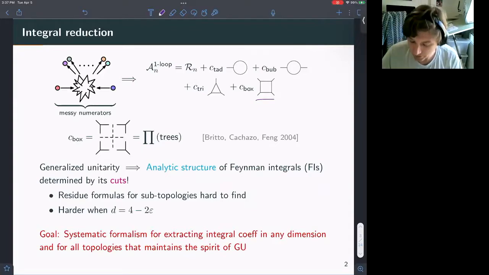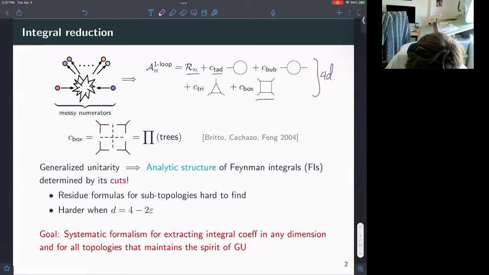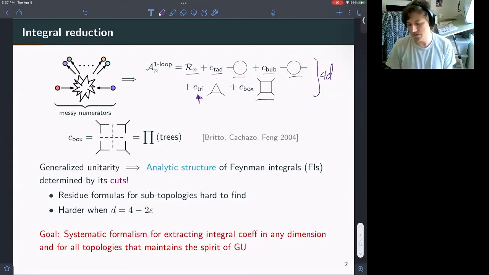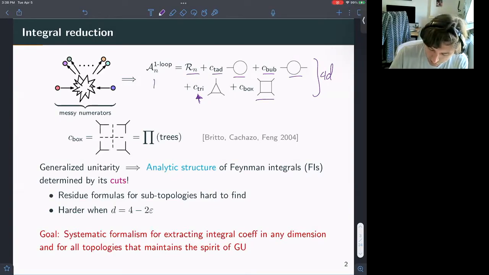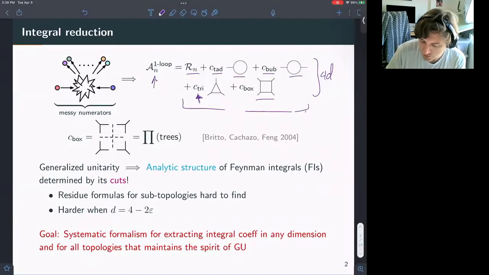So at one loop in 4 dimensions, the decomposition looks something like this. We have some rational term, a coefficient times a tadpole integral, another coefficient times a bubble integral, all the way up to the box. So the remaining problem is how to find these coefficients. At least our favorite way, or what we think is a very good way to do this, goes under the name of generalized unitarity, which essentially says, let's match the branch cut structure of this side to our ansatz here.